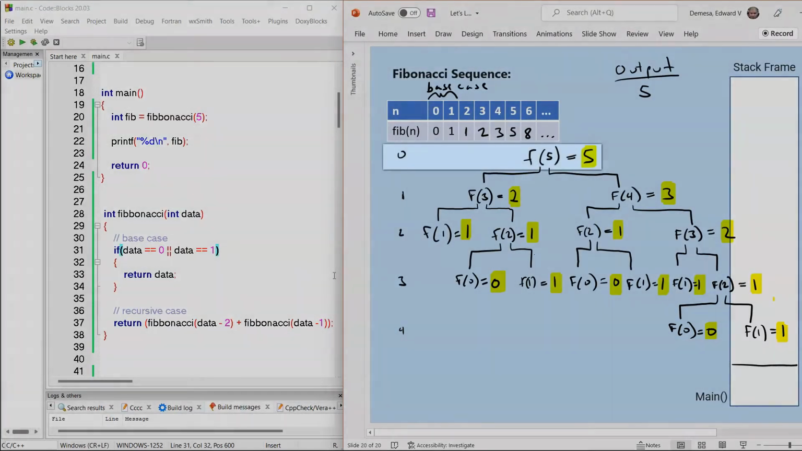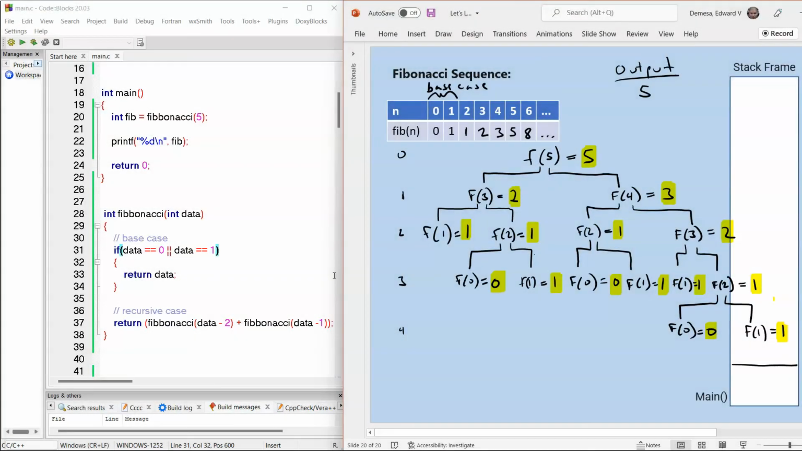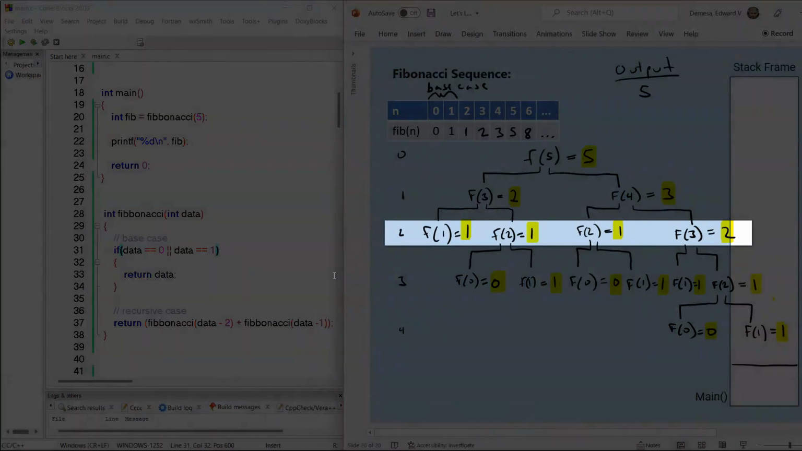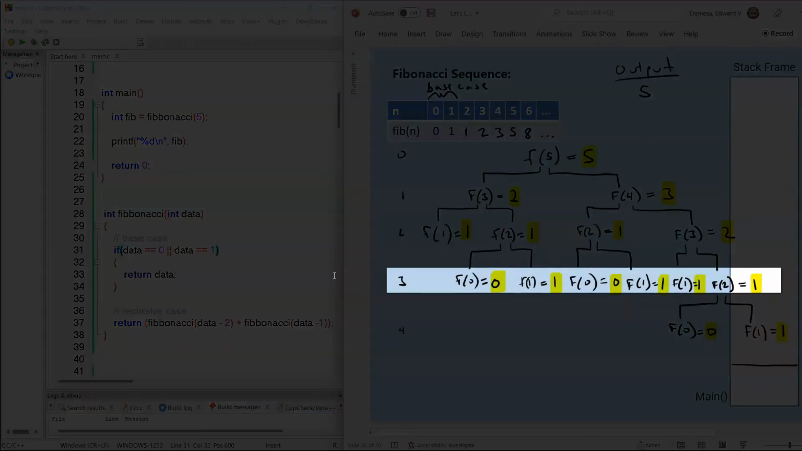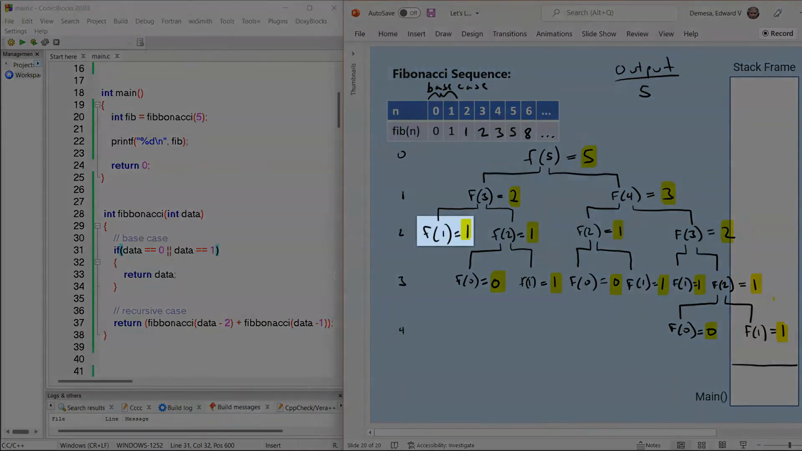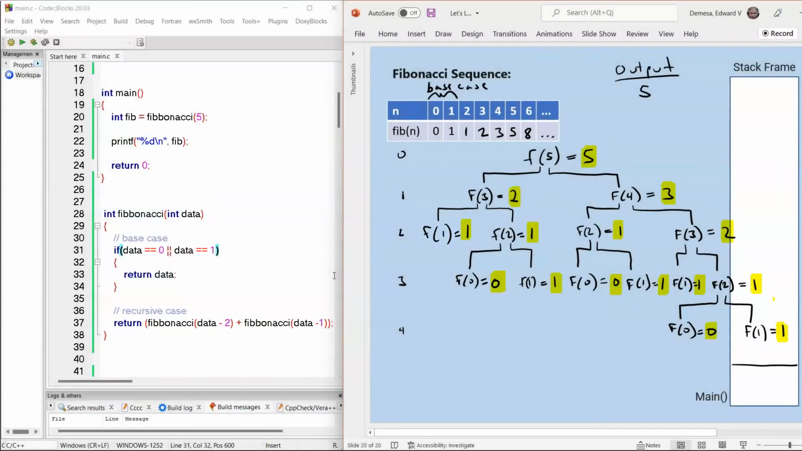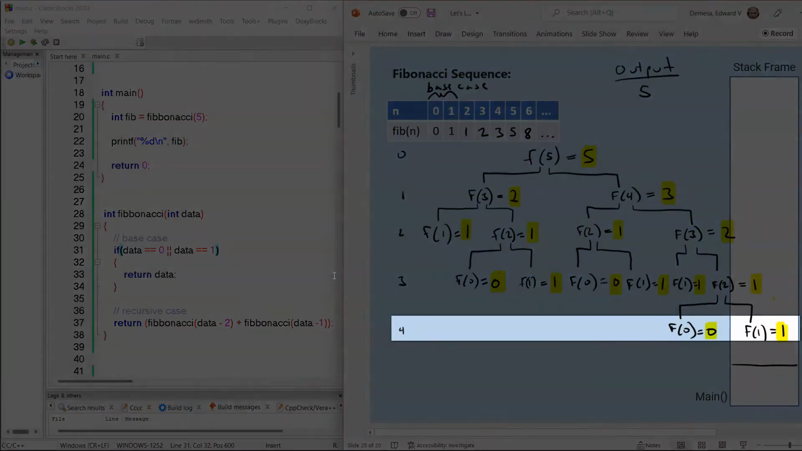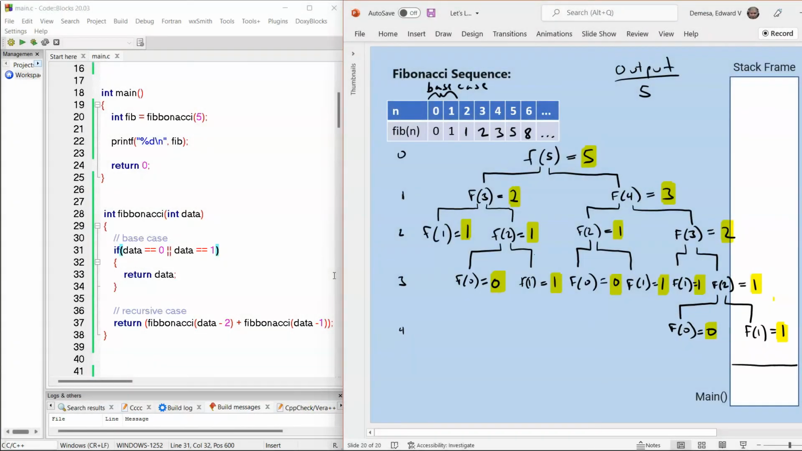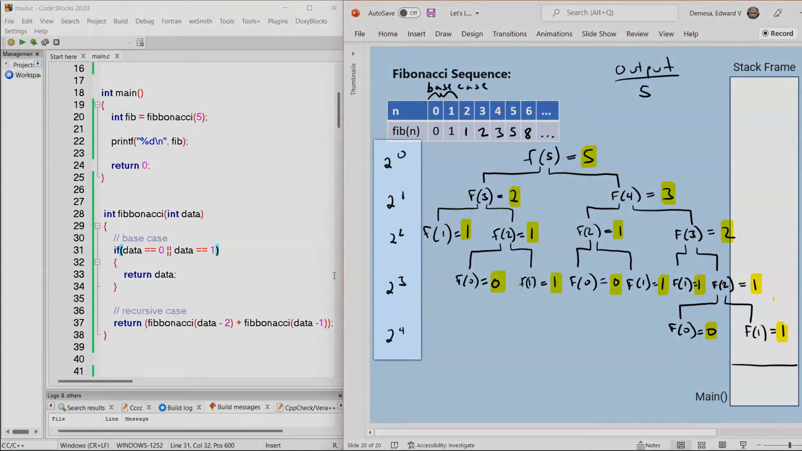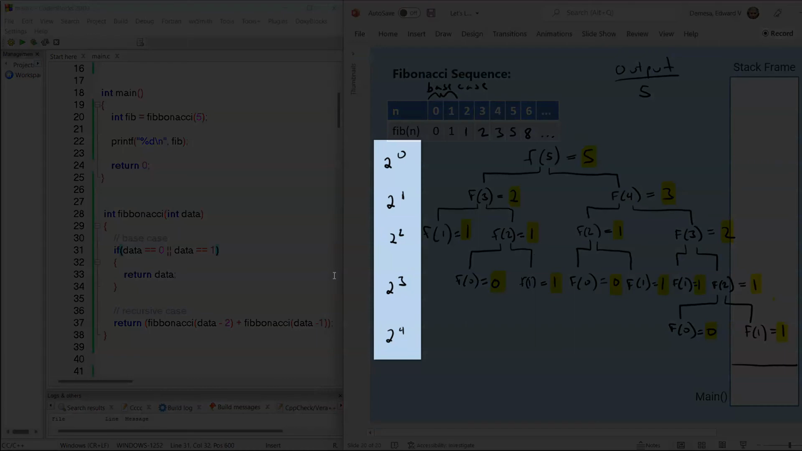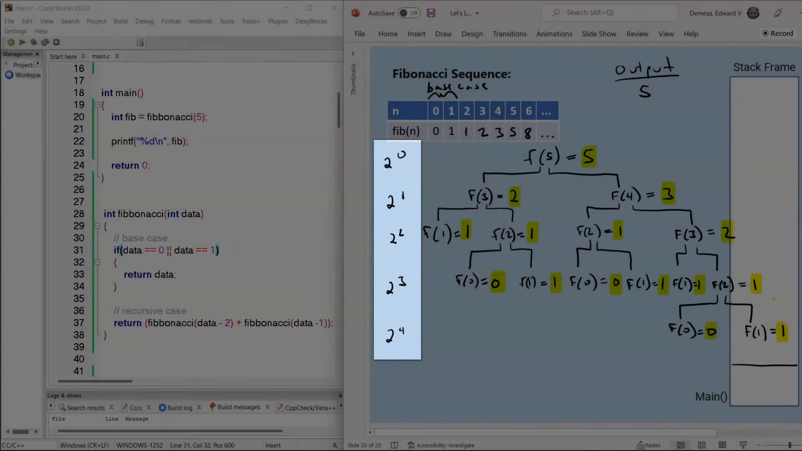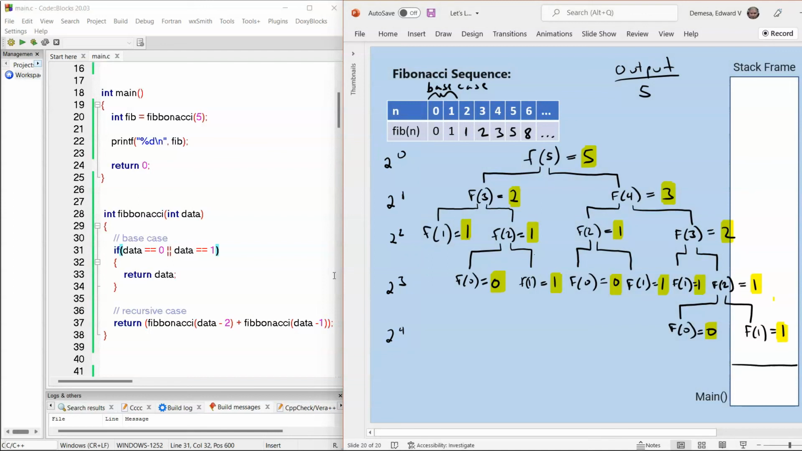And if you notice here, we have 1 invocation, 2 function calls or invocations, 4. This should be an 8, but because f of 1 is a base case, it didn't get there, and this should be a 16. And as you can tell, this is approximately the same thing as 2 to the 0, 2 to the 1, 2 to the second, 2 to the third. So 2 to the 0 is 1, 2 to the 1 is 2, 2 to the 2 is 4, and so on.